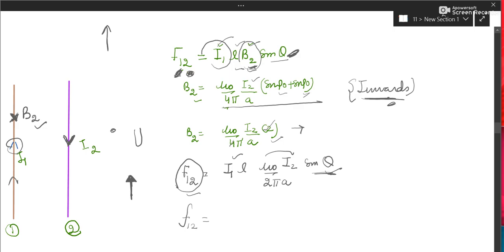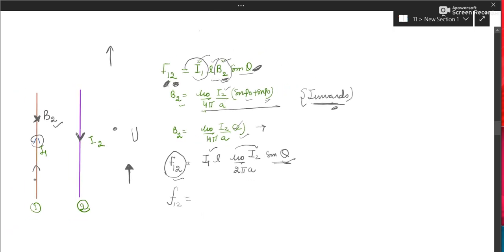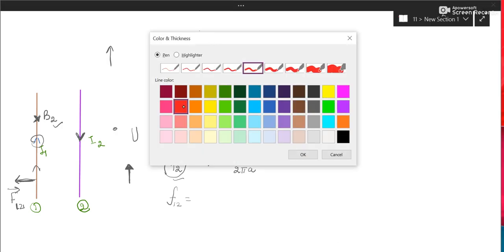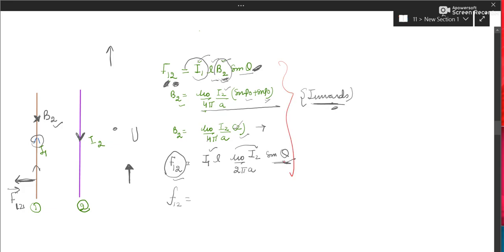So where is your force coming? Your force will come like this. This is the direction of force. Force on 1 by 2. Okay? And when you do the rest half, the derivation will remain as it is with whatever changes. And direction will come like this. Force on 2 by 1.